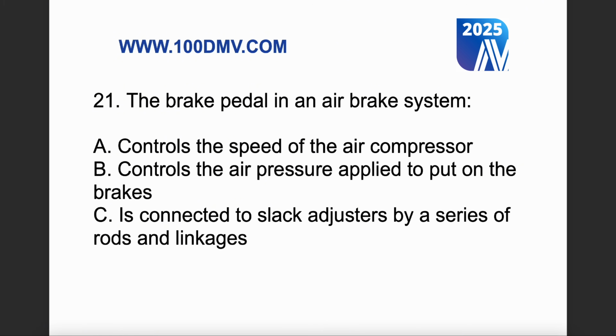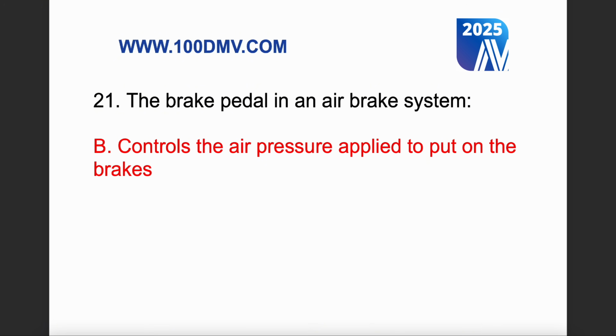21. The brake pedal in an air brake system A. Controls the speed of the air compressor. B. Controls the air pressure applied to put on the brakes. C. Is connected to slack adjusters by a series of rods and linkages. Correct answer. B. Controls the air pressure applied to put on the brakes.